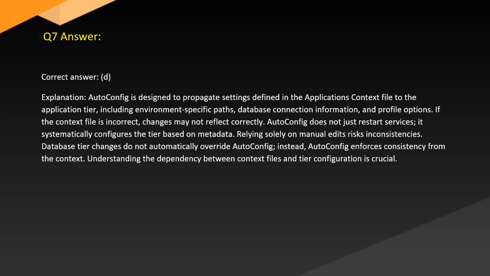Autoconfig does not just restart services. It systematically configures the tier based on metadata; relying solely on manual edits risks inconsistencies. Database tier changes do not automatically override autoconfig. Instead, autoconfig enforces consistency from the context. Understanding the dependency between context files and tier configuration is crucial.